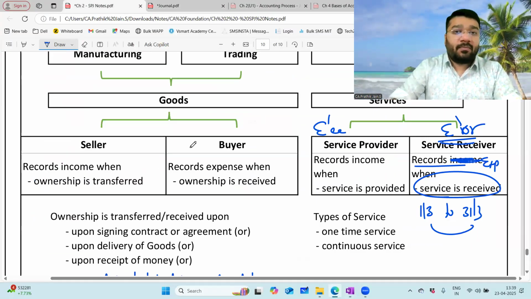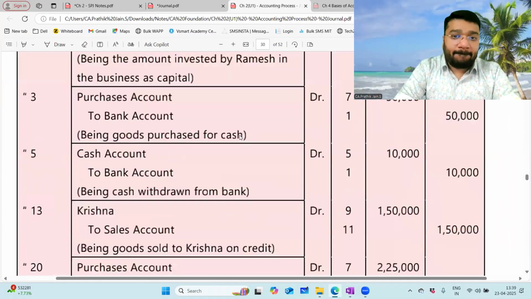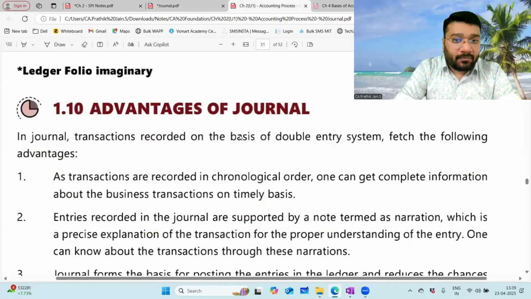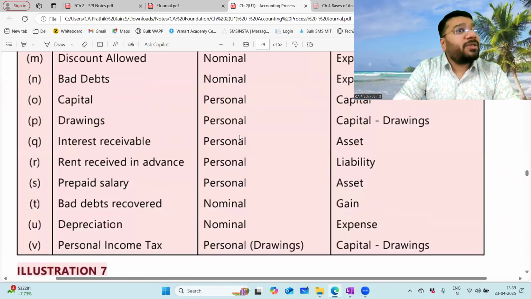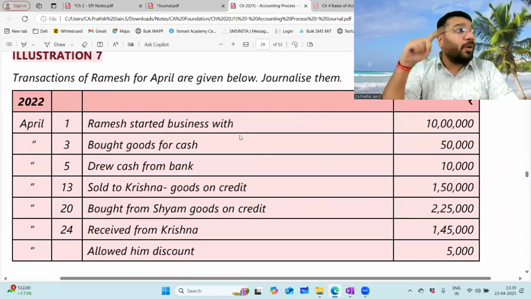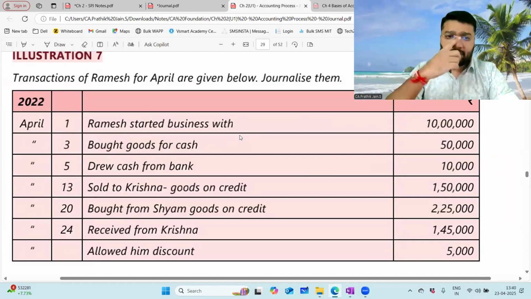Now, if I go to my ICA module, fifth question was done. Sixth was done. Seventh, can we do it? Seventh, I'll discuss now. What is debit and what is credit? Can you take this as homework? We'll do it a little bit fast.